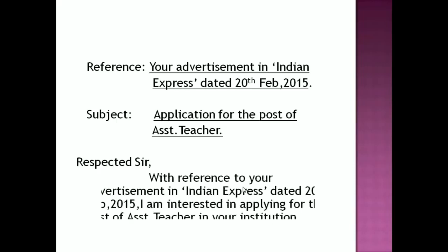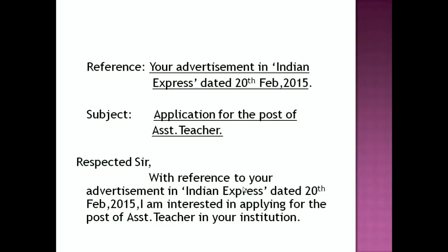After that comes the first paragraph. When you closely look at the first paragraph, you will see that it is the combination of reference and subject. Look at the reference and subject which we have written above and look at the first paragraph. With reference to your advertisement in Indian Express dated 20th Feb 2015, I'm interested in applying for the post of assistant teacher in your institute. That's simple. So easy for you to write in your examination if you're asked this question.